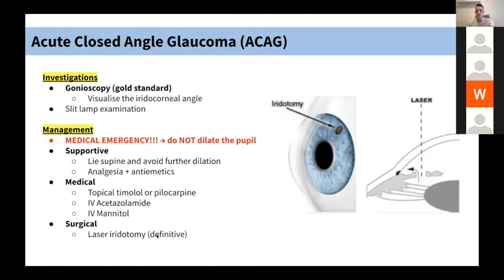And then surgical, we do a laser iridotomy, kind of like punching a hole through that little blockage between the iris and cornea to then allow fluid to flow through.